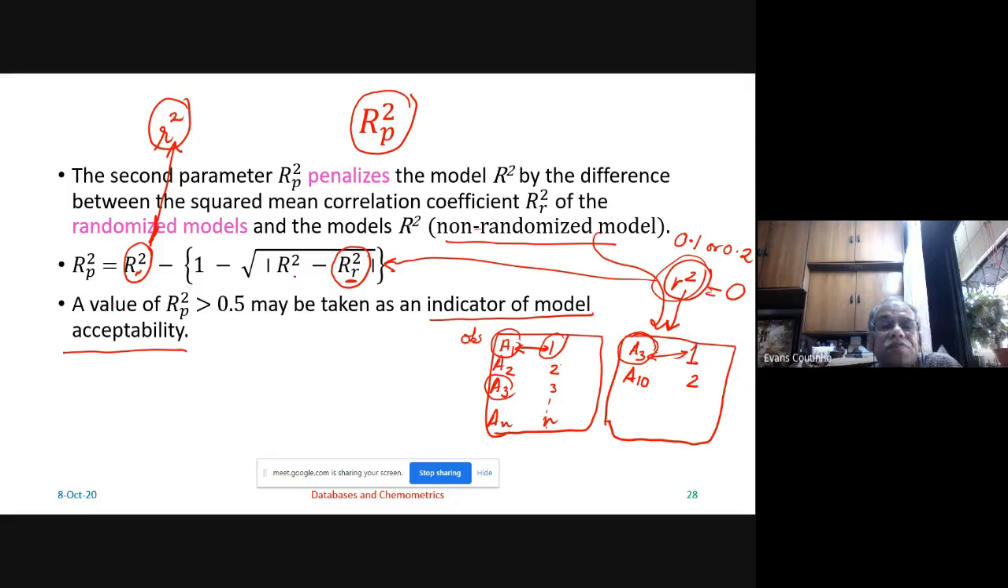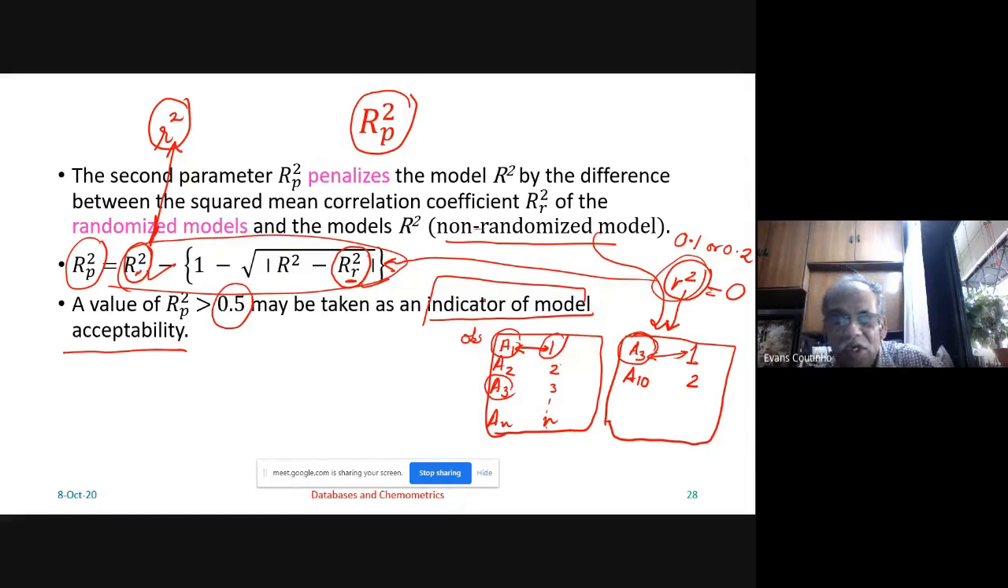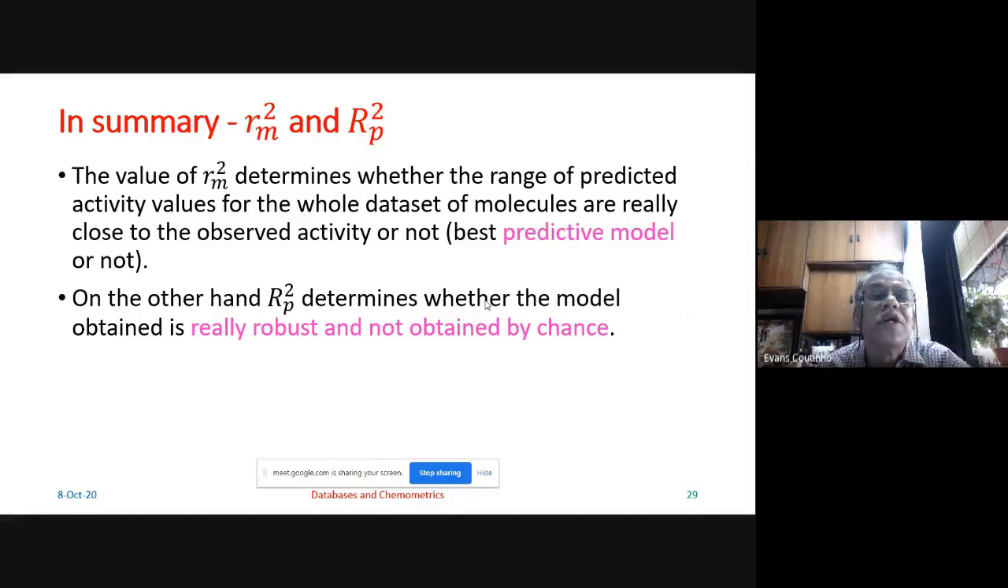So when you do this calculation for the original model and the randomized model, you'll get an R square P value, and if this R square P value is greater than 0.5, you have a very good model acceptability. So what I've been trying to emphasize for the last 1.5 hours are matrices which are important in regression. Give a lot of attention to these matrices. Then only can you satisfy yourself and have confidence that you have built a very good model.